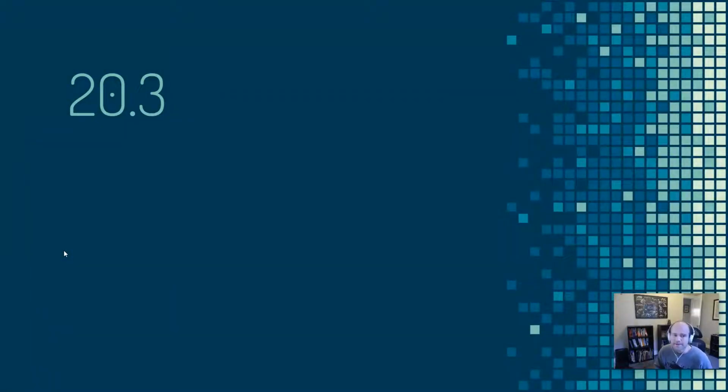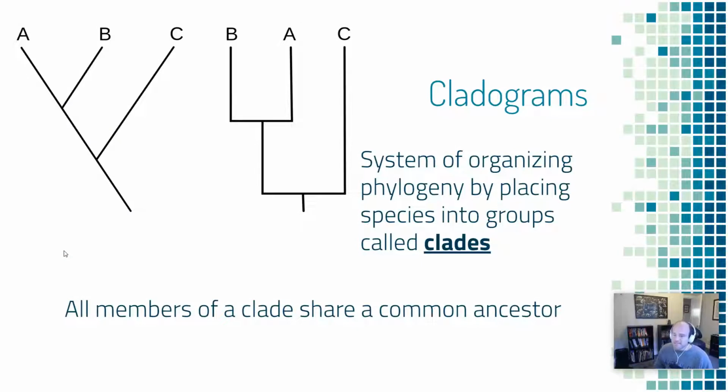All right, 20.3. This is going to be cladograms. So a cladogram is a system kind of like with our phylogenetic tree where we're placing species into groups called clades that all will share a common ancestor. So a clade, they all share a common ancestor there.